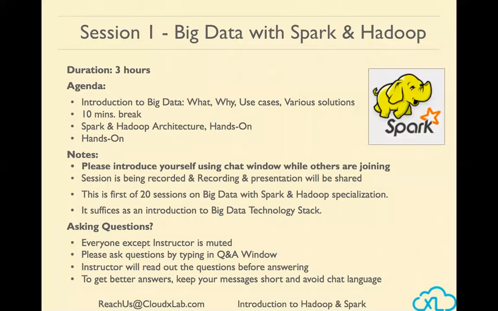Next question is from Anup. What type of OS is required? Any OS is okay, whether you are on Mac, Windows, or Linux. Just that the tools that we use as part of this course may not work from the browser of a phone or an iPad. So a laptop would be required mostly for doing the hands-on.